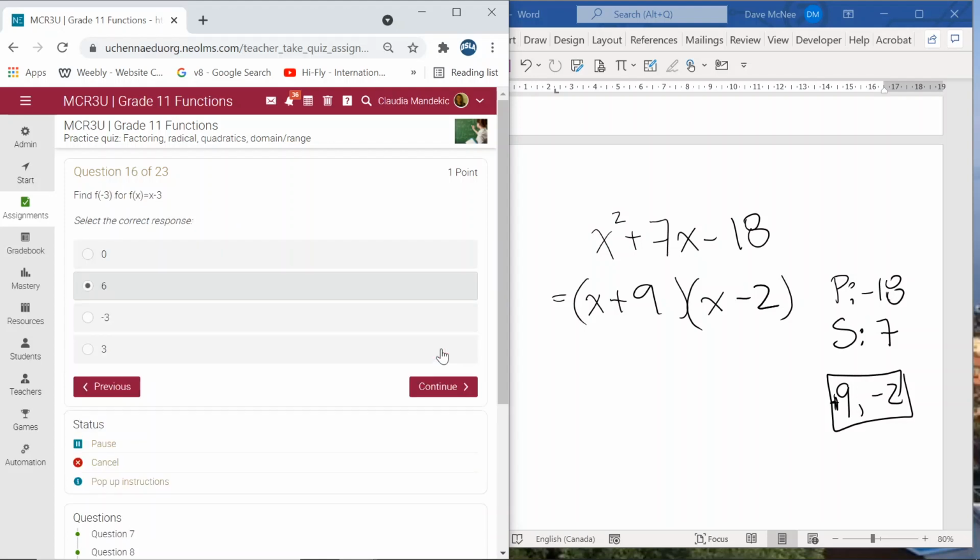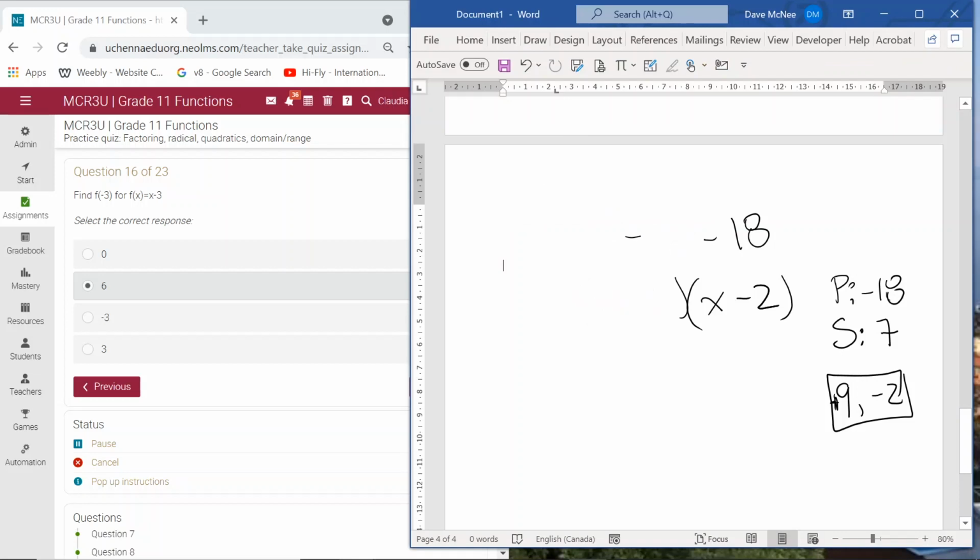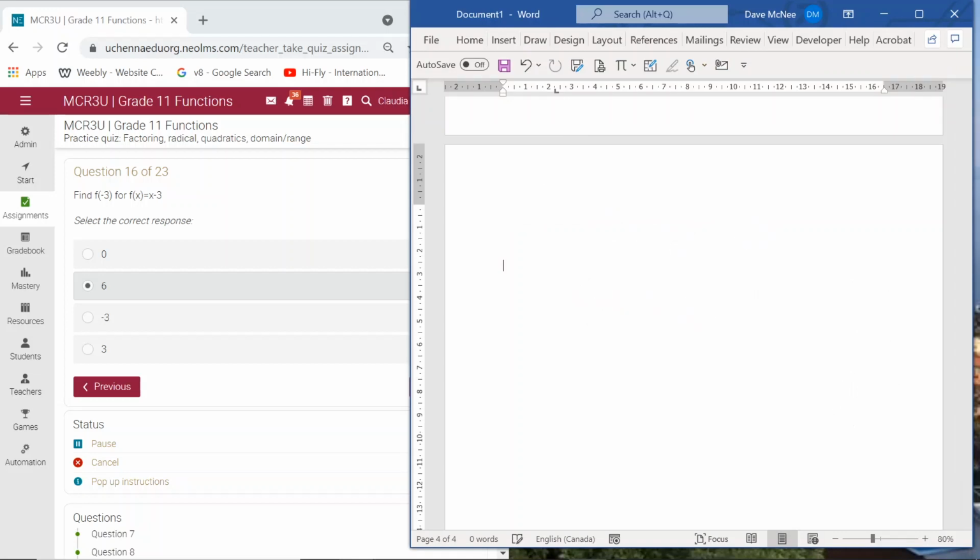The next question says, and I know that I actually changed it during the test. The question should read, find f of negative 3 if f of x is equal to 3 minus x, and I did that on purpose.